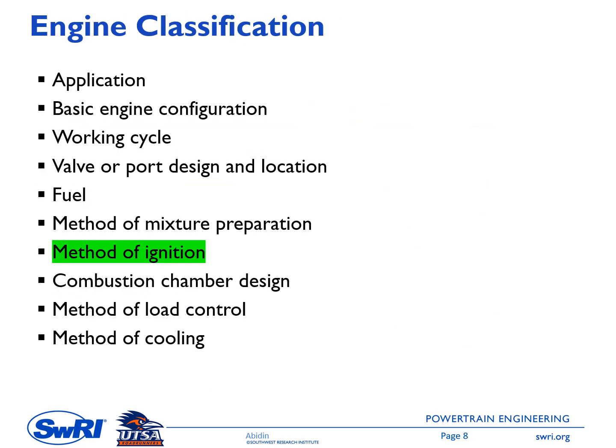There are many different types of internal combustion engine out there, and they can be classified by application. In this case, we have engines for trucks, locomotives, marine, aircraft, portable power systems, as well as power generation. They can be classified by basic engine configuration. In this case, we have the reciprocating engine, like the engine in your car, or also rotary engines, the Wankel engine. They can be classified by working cycle.